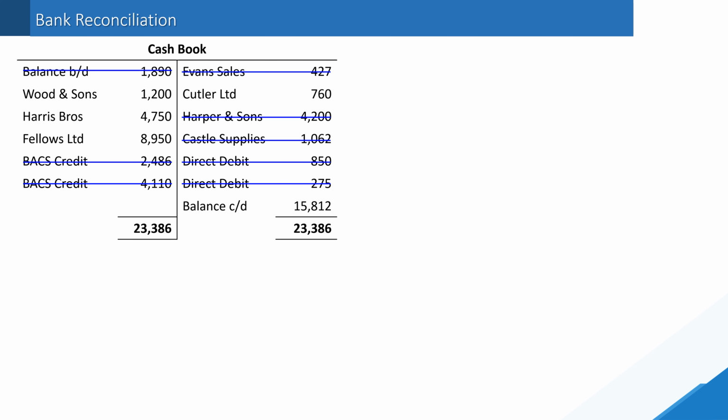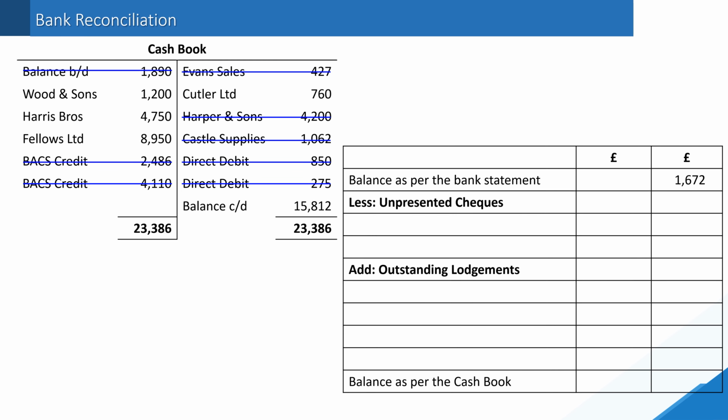We now need to understand why there's still a difference between the closing balance as per the bank statement, which is £1,672, and that of our cash book, which we calculated to be £15,812. The bank reconciliation helps us understand these differences, and these differences are driven by our timing differences. And you can see that I have 4 transactions on my cash book that have yet to be dealt with. 3 transactions on the debit side, 1 on the credit. Those are my timing differences. Those are going to help me agree the balances.